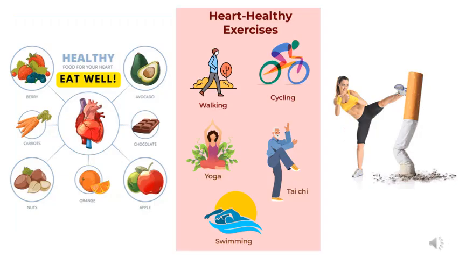How to prevent a heart attack? 1. Eat a heart-healthy diet. High in fruits, vegetables, whole grains. Low in saturated fats, trans fats, salt, and sugar. Include healthy fats like those in nuts, olive oil, and fish.